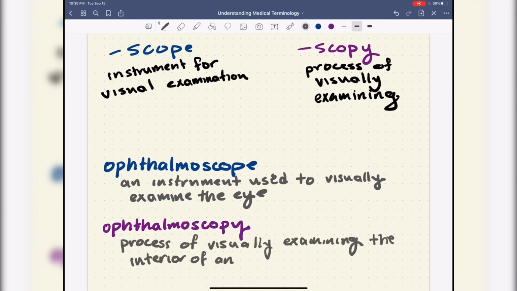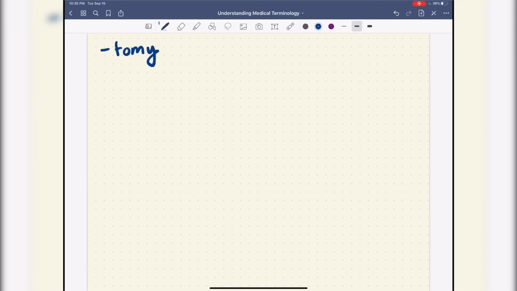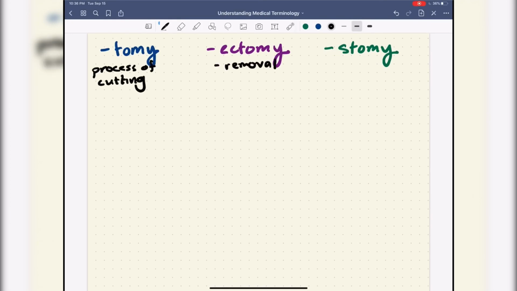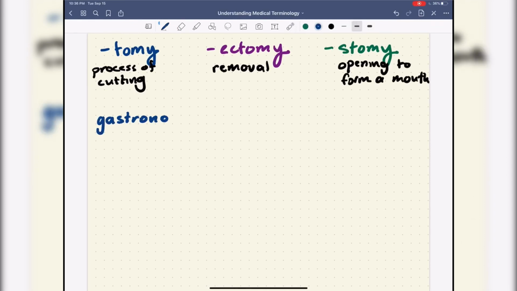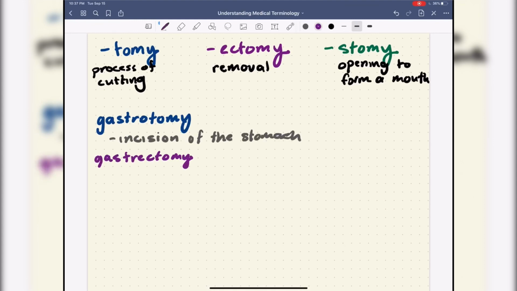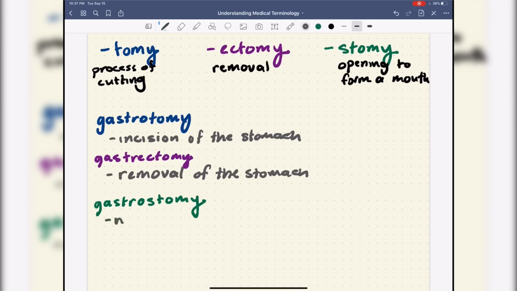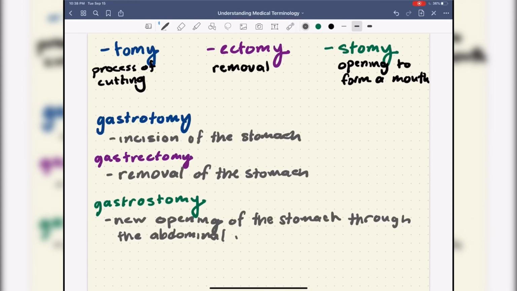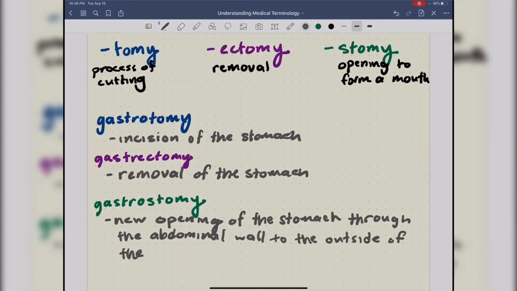Our last set of similar sounding suffixes are tomy, ectomy, and stomy. Similar to the last two, these are similar looking but all have different meanings. Tomy means the process of cutting, ectomy means removal, and stomy means opening to form a mouth. Here are some examples of each suffix being used. Gastrotomy, incision of the stomach. Gastrectomy is a removal or excision of the stomach. And gastrostomy, which is the new opening of the stomach through the abdominal wall to the outside of the body.